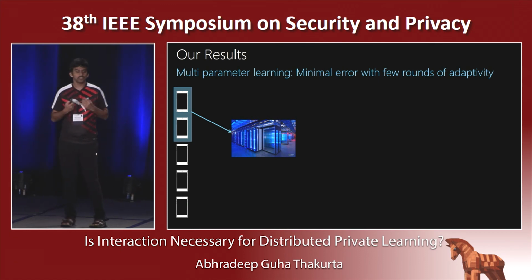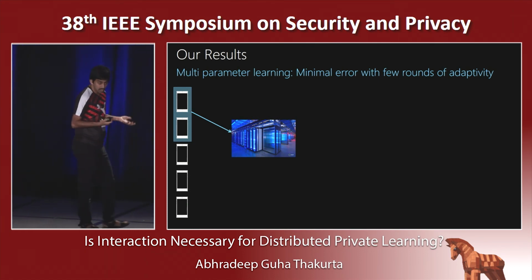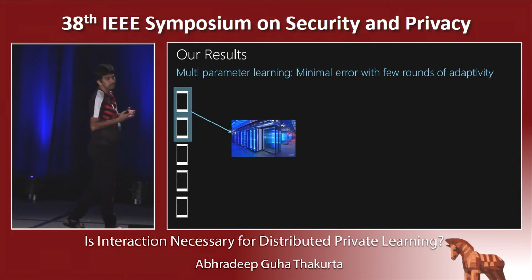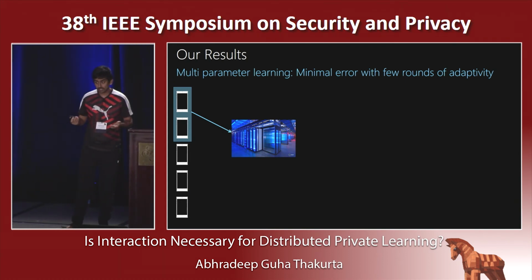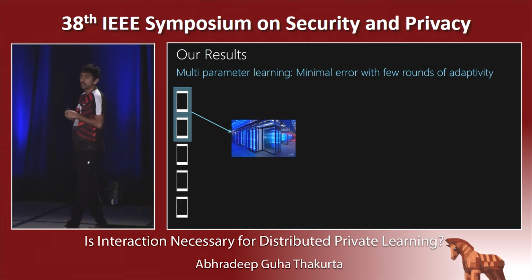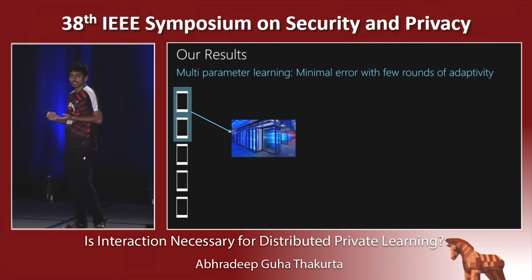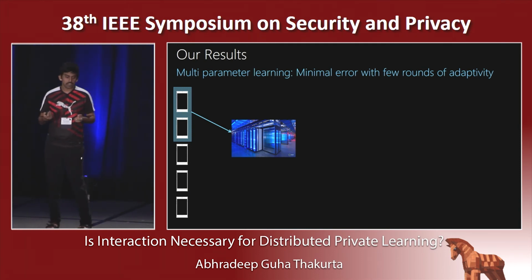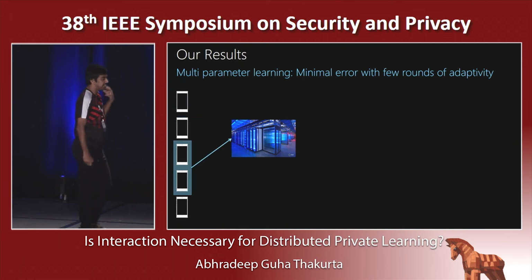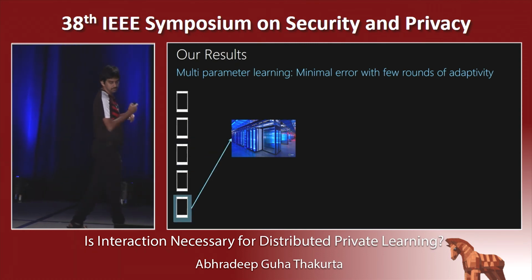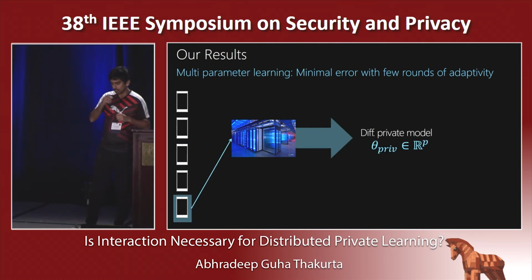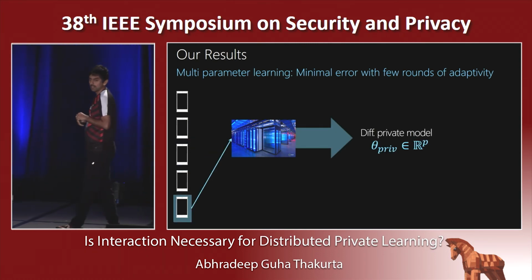The second result is multi-parameter learning, where you do have adaptive interaction. As I told you, it is not possible to design algorithms for the general problem of multi-parameter learning where you do not have adaptive interaction. So you need adaptivity. And our algorithms work in the following sense: you take a bunch of devices, ask a question, then take another bunch of devices, ask a question, and move forward. Finally, you produce the differentially private model.